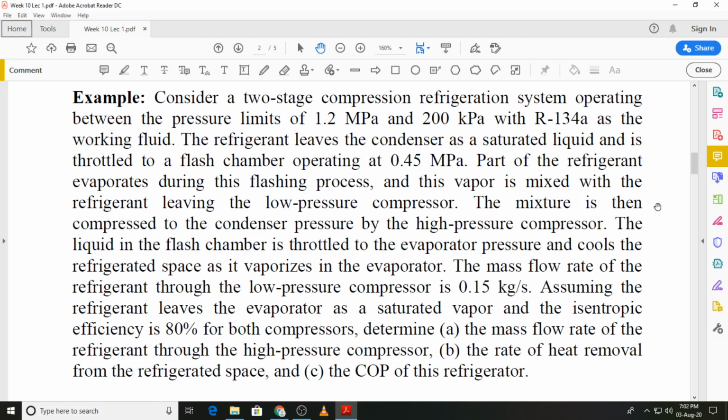And then we are asked to find the mass flow rate of the refrigerant through the high pressure compressor, the rate of heat removal from the refrigerated space, and the COP of this refrigerator.